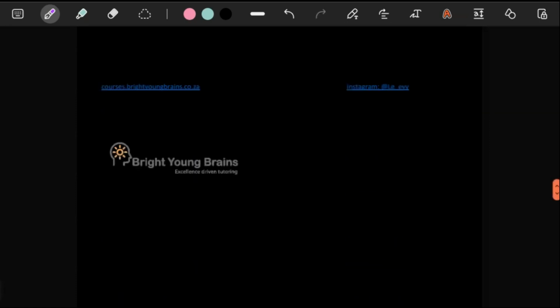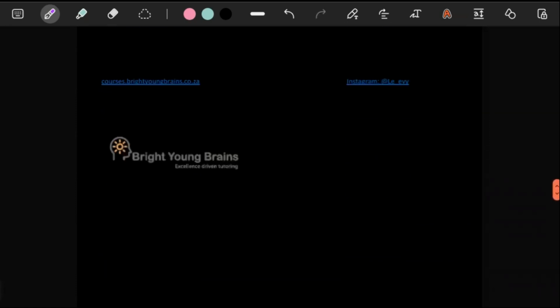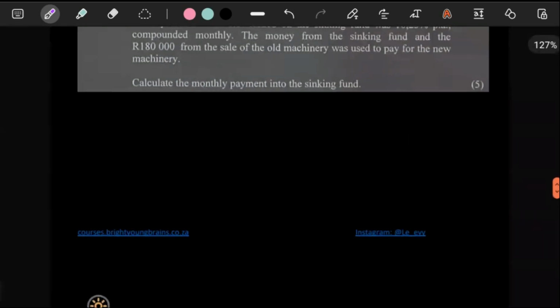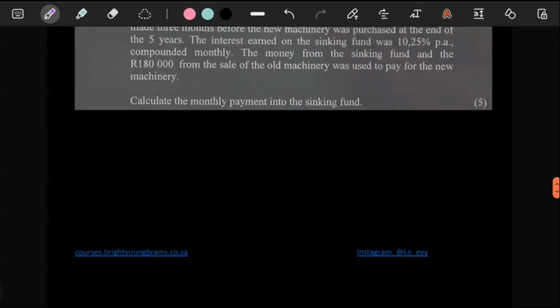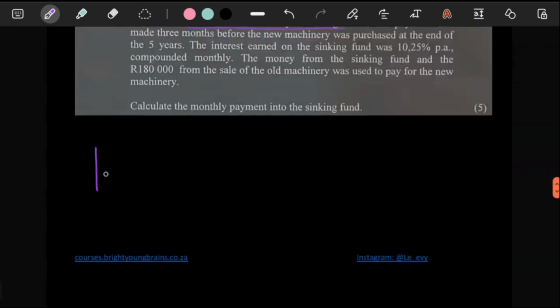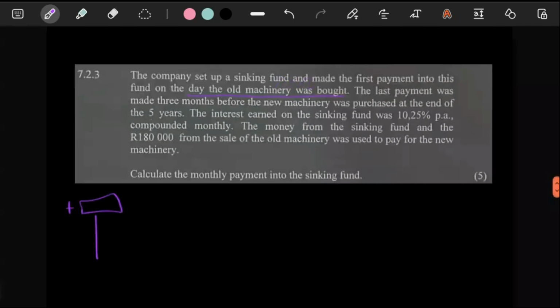So one way to go about questions like this is, as you read it, try and take note of what you can. And maybe if you can do some kind of timeline, that's fine. It says a company set up a sinking fund and made the first payment into the fund on the day the old machinery was bought. So on that day, they made their first payment into the account. And then they said the last payment was made 3 months before the new machinery was purchased.